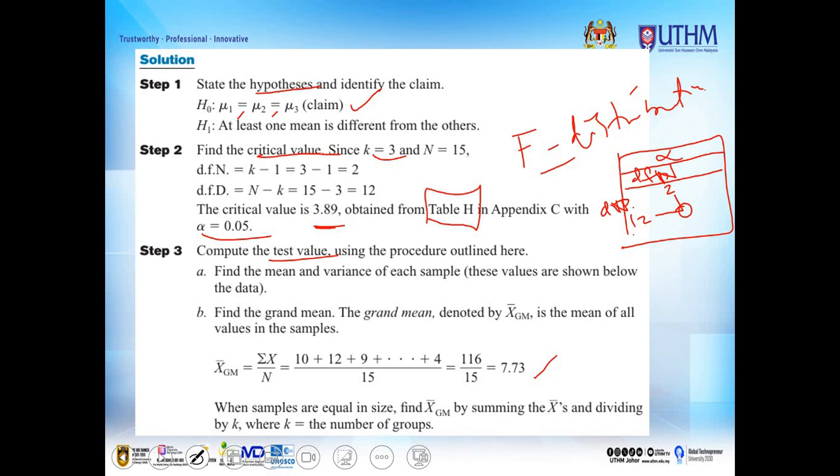7.73. When the samples are equal in size, find x bar GM by summing the means and dividing by k, where k is the number of groups. So we will see that. This is the formula: total up all the x and divide by the total number n, so you will get the value of x bar GM.